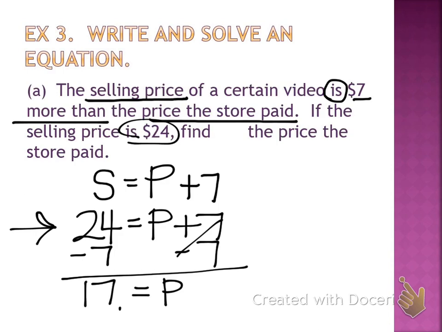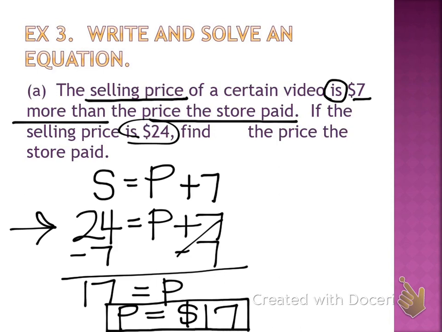Now one thing I want to remind you, P equals 17. I want to remind you that word problems need labels. So this is $17, so a dollar sign is perfectly acceptable. But make sure when you're working a word problem, you're labeling your answer. So the store paid $17, then they charged an extra $7 to make the selling price $24. It's how they make money. Okay, so here is how solving a simple equation works in the real world. Okay, any questions?